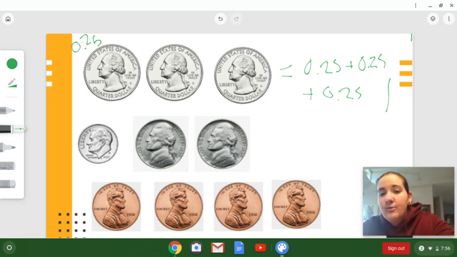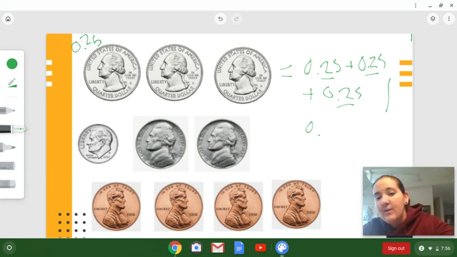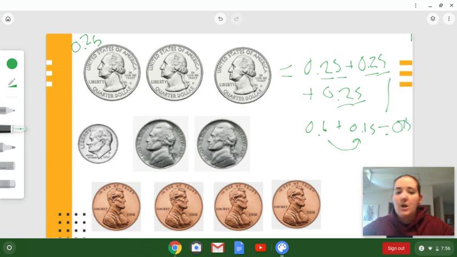I know 2 tenths plus 2 tenths plus 2 tenths: 2, 4, 6. So I got 6 tenths plus 5, 10, 15 hundredths. All right, so now I got 6 tenths plus 1 more tenth, 70, and 70 plus 5 hundredths is 75 hundredths. All right, so I got 75 cents, 75 hundredths so far.